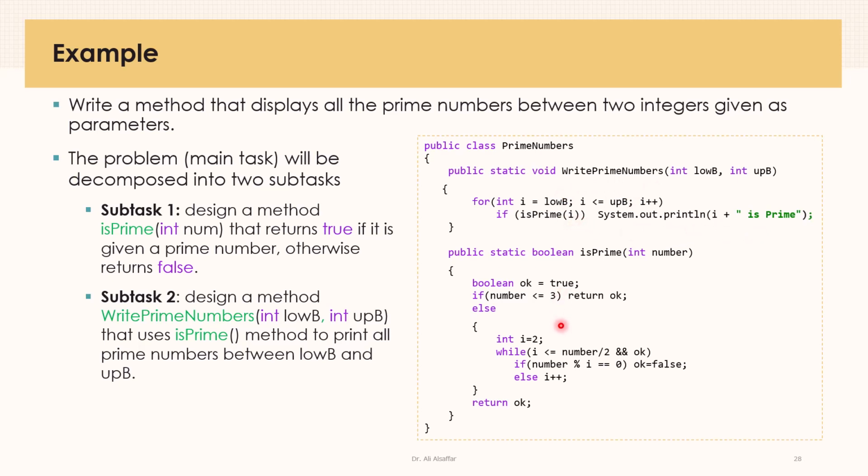Now for the isPrime method, it has an input parameter number. We assume here that number is positive, greater than 1. So first it will check for number.